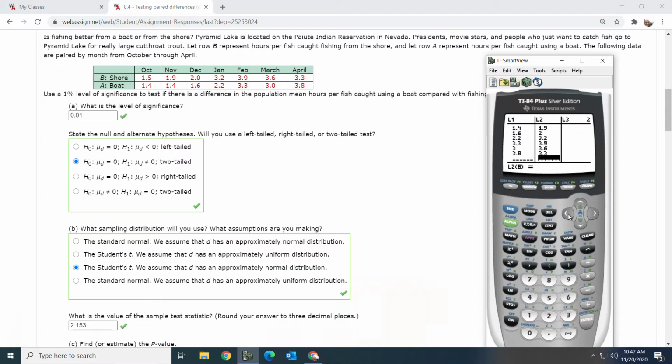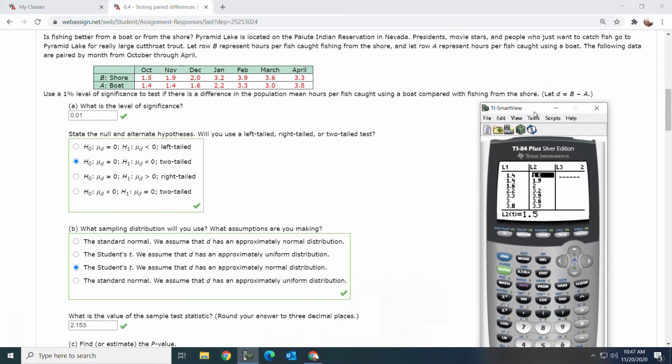Okay. Give your numbers a quick glance. Make sure you got them all in there. I don't think I made any glaring errors. Never know. Okay, now back to the problem.